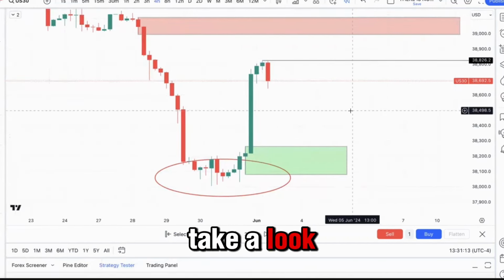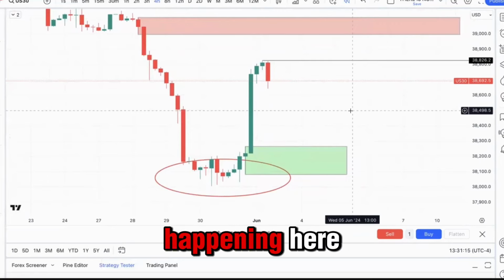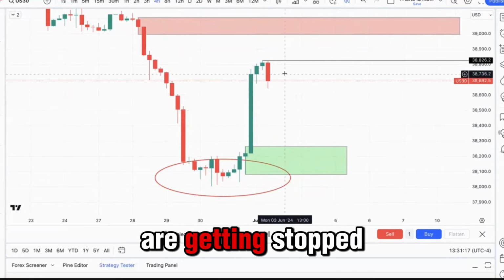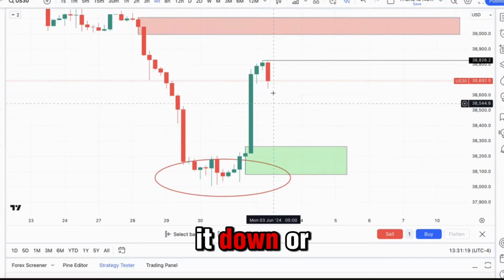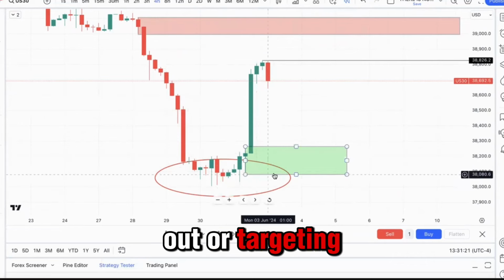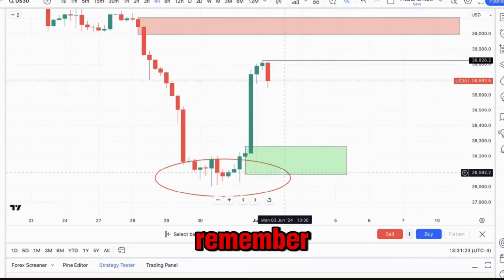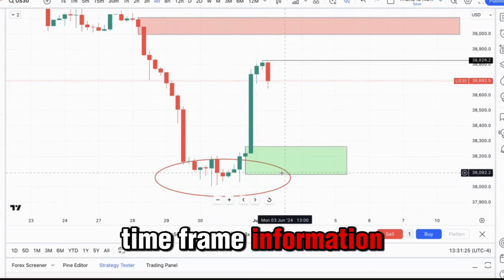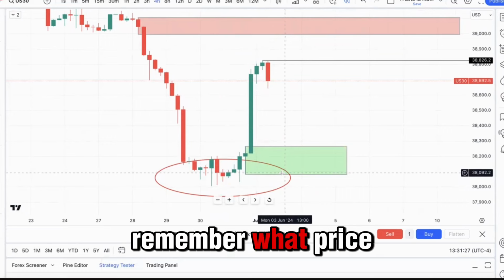So let's take a look at what's happening here, right? A lot of people are getting stopped out trying to sell it down, or not knowing when to get out, or targeting the lows, right? We have to remember, take your higher time frame information and continue to remember what price is doing.